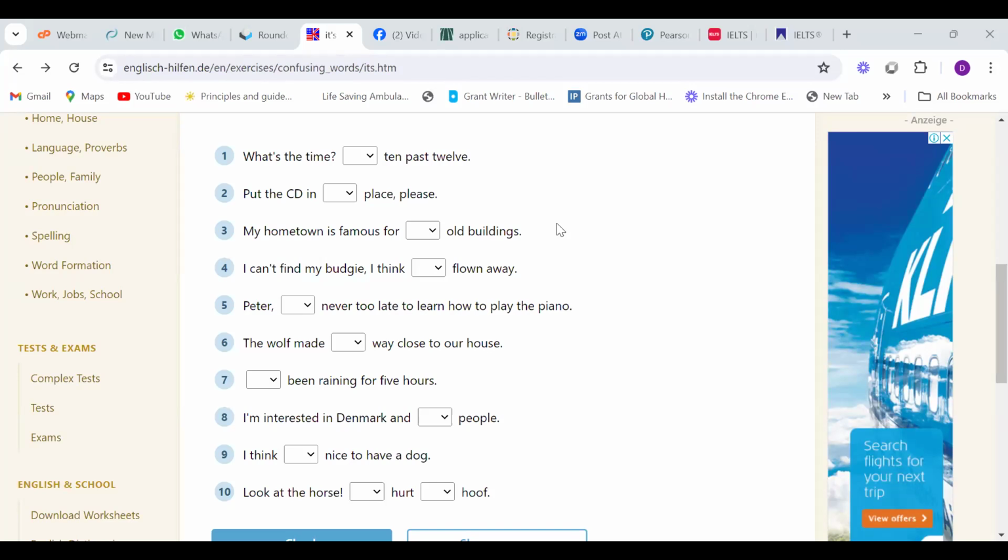Now, remember I said the one without the apostrophe is possessive, showing something that it owns, that belongs to it. The one with the apostrophe is just a contraction of it is or it has.